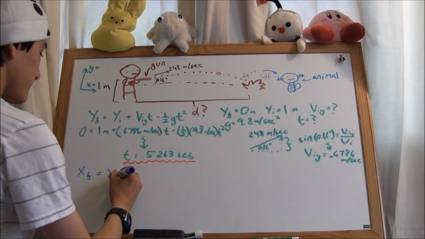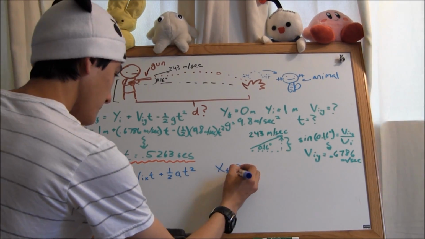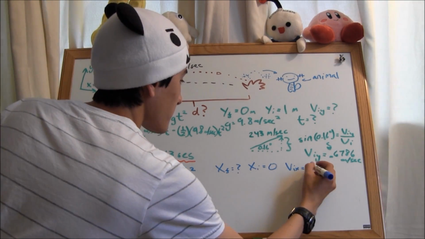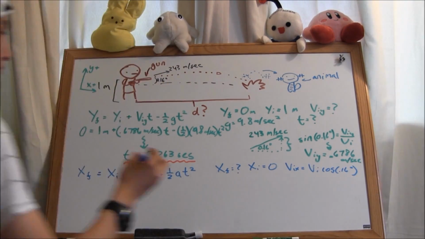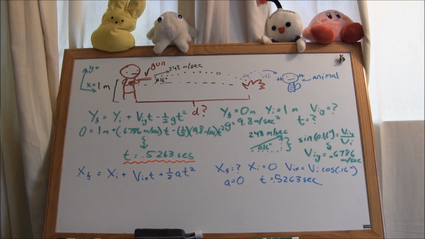Then, we use the same kinematics equation as before, but replace y with x values. Since there are no outside unbalanced forces in the x direction in this problem, the x acceleration is equal to 0. We can find the initial x component of the velocity like before, except cosine will replace sine.